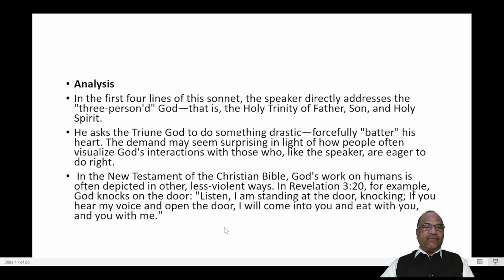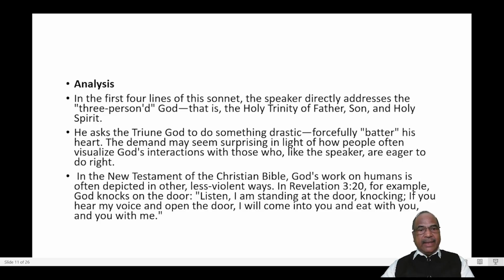Analysis. In the first 4 lines of this sonnet, the speaker directly addresses the three-person God. That is, in the Christian belief, there are 3 gods and 1 man. All these 3 gods are 1 man. That is the Holy Trinity of Father, Son and Holy Spirit. He asks that triune God to do something drastic: forcefully batter his heart.